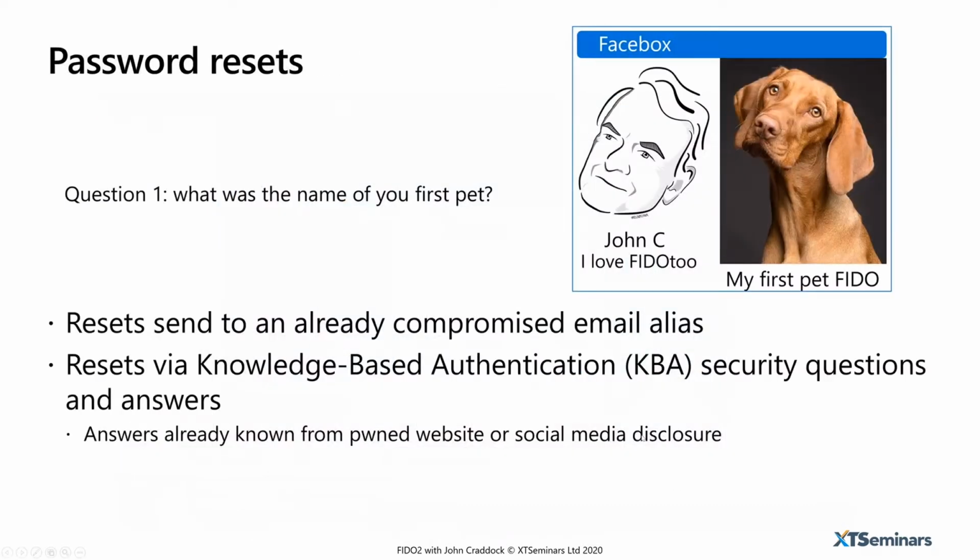And then, of course, password resets. Password resets quite often done against a compromised email alias. So a hacker has already compromised an email alias. They go and do a password reset. The reset email is sent to the compromised email alias. And again, they've got you. The other thing is you might do a password reset via knowledge-based authentication. You've got KBA security questions and answers, and quite often people give away their information via social media disclosure.